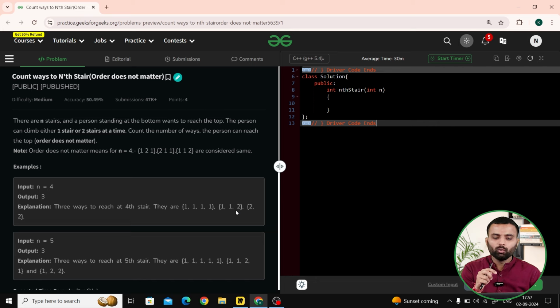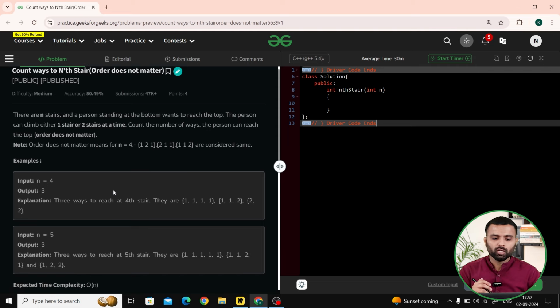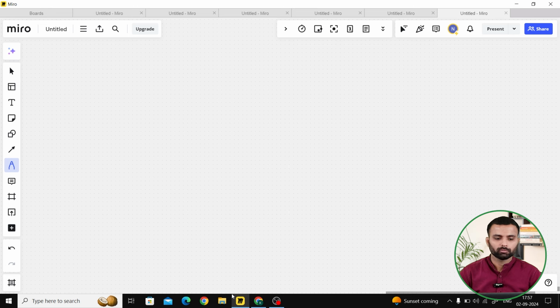The possibilities will be 1 1 2, 2 1 1 and 1 1 2. If you see in this case, 1 occurs two times and 2 occurs one time, but the order will be different. In that case, we just have to count that particular combination only one time. That's what they want to tell us. So if n equal to 4, the output is 3 as given in the example, and for n equal to 5, we have 3 output. Let's see how we can solve this.